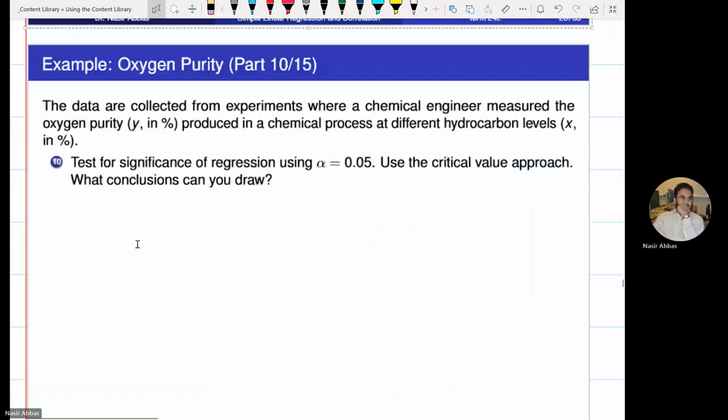Part 10. What is the question? Test the significance of regression. What was the test we used for the significance of the whole regression? Testing if the regression is significant or not. What was the test we developed for testing the significance of the whole regression?